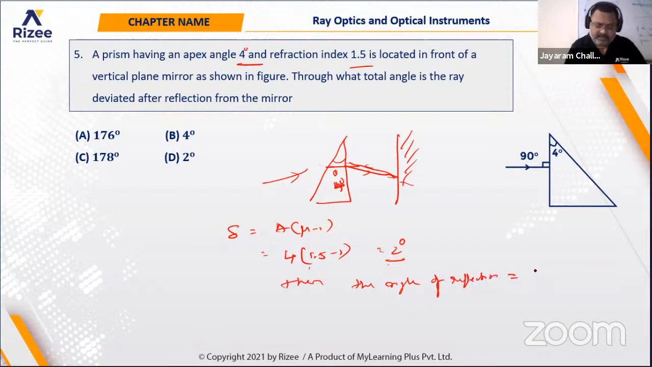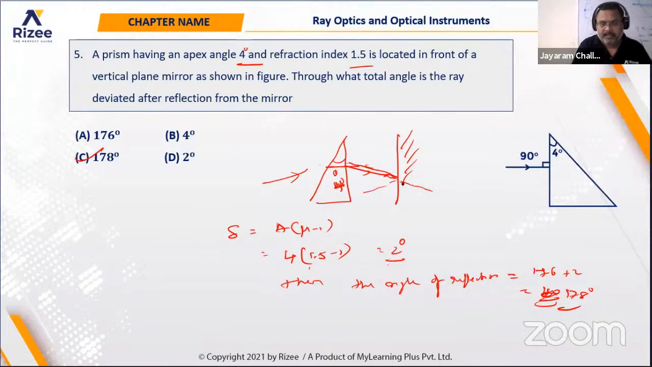angle of the reflection is equal to 176 plus 2, which is equal to 178 degrees. So this should be, because it has to go like this. So this angle, this is going to be the 4 degrees. Okay, so this is what he is asking, which is 178 degrees.